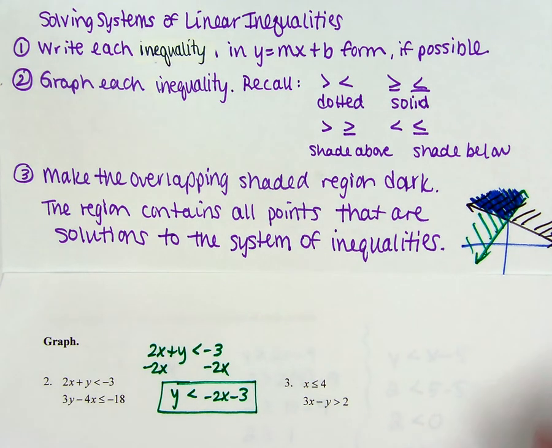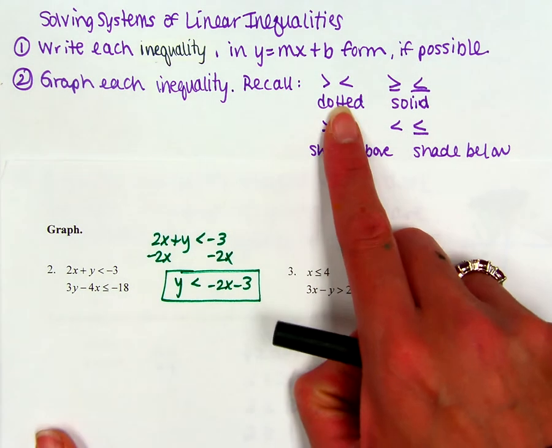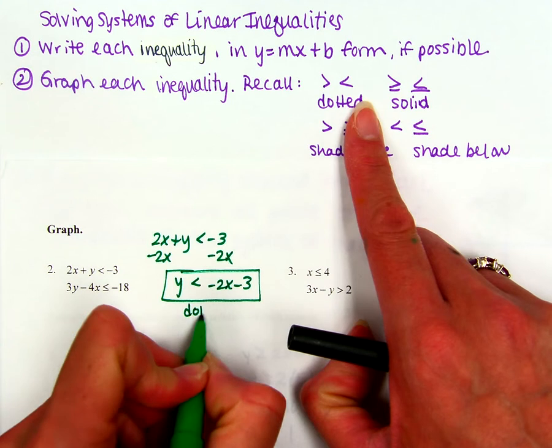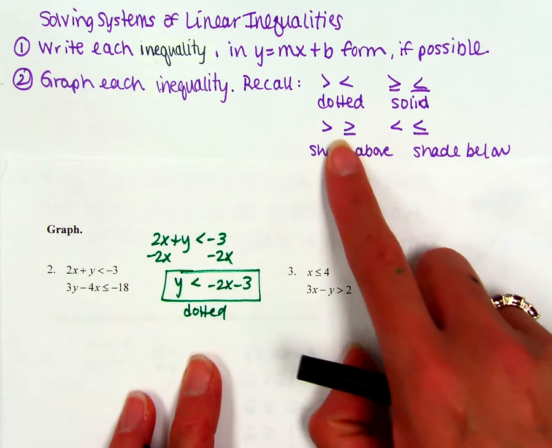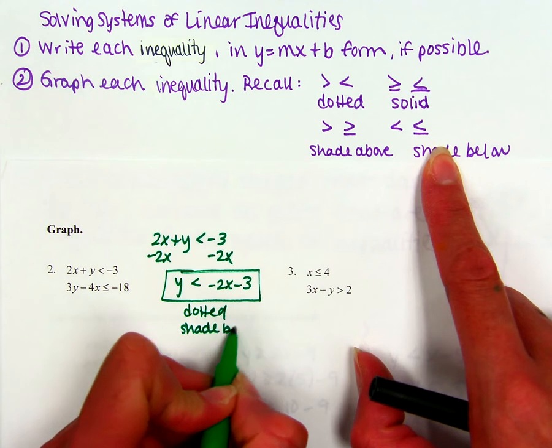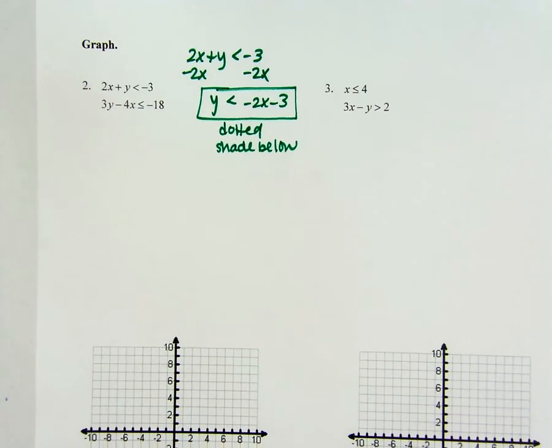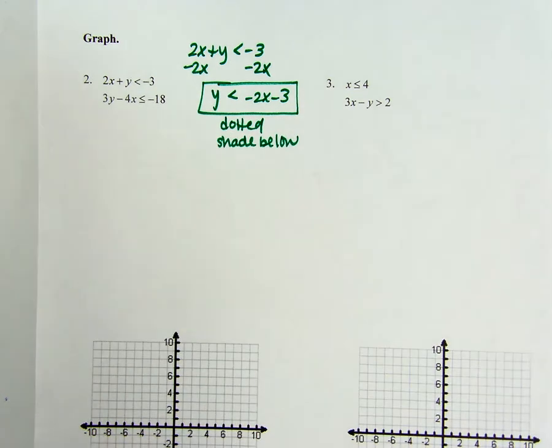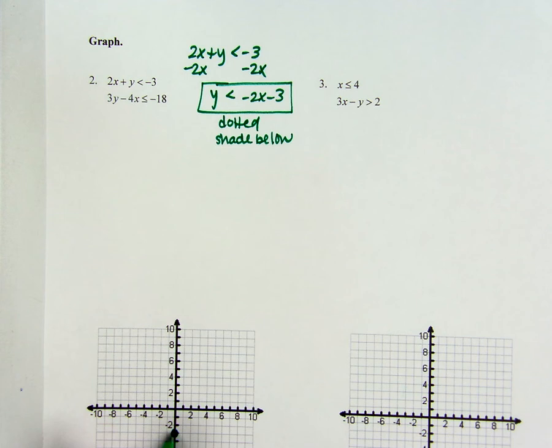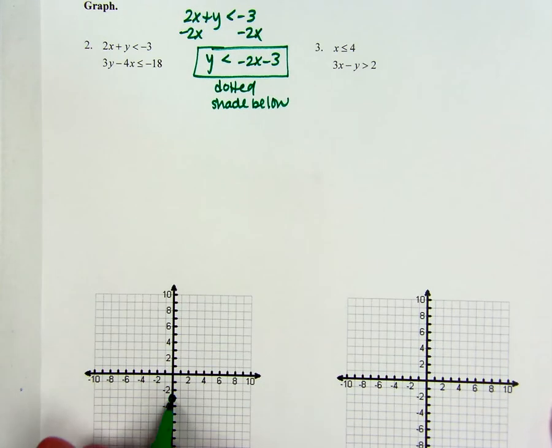All right, I'm going to graph. Okay, so I need to decide, is it dotted or solid? Well, I have less than. So this tells me I'm going to have a dotted line. And it's less than, so I know I'm going to shade below. All right, recall that you're just going to start with your y-intercept. My y-intercept is negative 3. I'm going to start at negative 3 on my y-axis. I'm going to go down 2 and over 1.